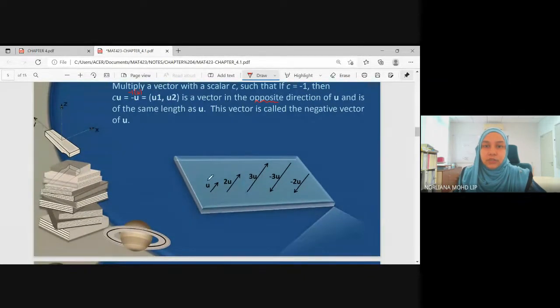Okay, this one U is the same direction of U. 2U is the same direction of U, but it has a magnitude of 2, so 2 times U. This one is 3 times U. And then this one, the opposite direction, is -3U. This is also the negative direction.